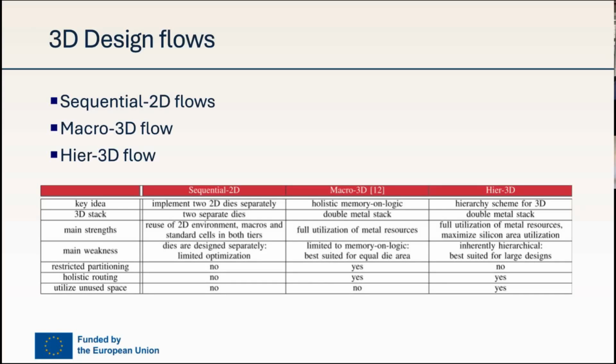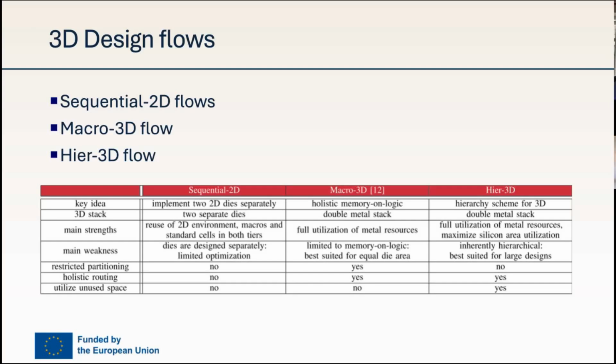These two methodologies present some advantages and disadvantages. For example, in sequential 2D, the fact that we can have a very free partitioning is a big plus, while it has some negative aspects, like the need to perform a partition, which is typically very difficult to do at first. On the other hand, Macro 3D has advantages in using all the routing possibilities simultaneously in the 3 dies, while it has some limitations since it is mainly focused on memory and logic.